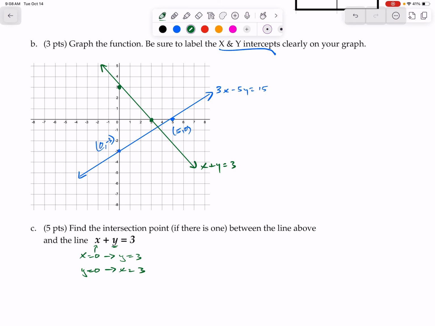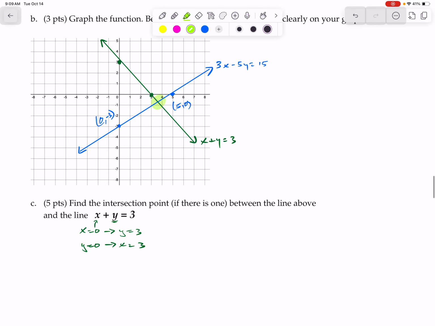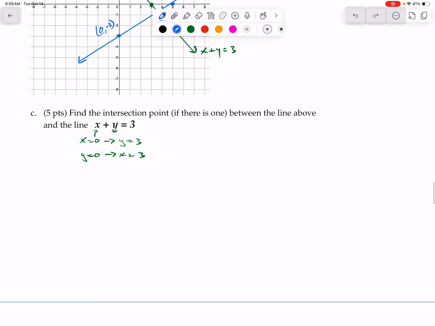That helps me because I know there's my intersection point. It's roughly between 3 and 4 on the x-axis and between 0 and negative 1 on the y-axis. So what I'm going to do, step 1, maybe I should do it over there. Step 1, I'm going to put both in y equals mx plus b form. So my green one will be y equals negative x plus 3.